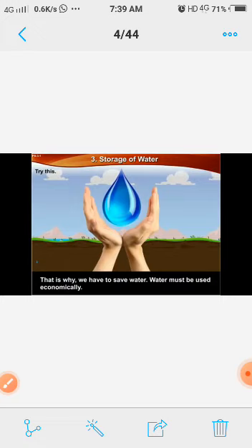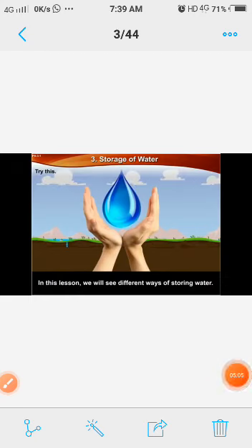We need water to fulfill all our needs, and that's why we have to save water. We must use water economically. So in this lesson we will see different ways of storing water.